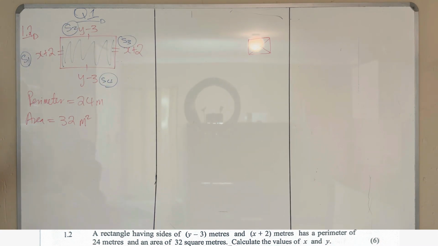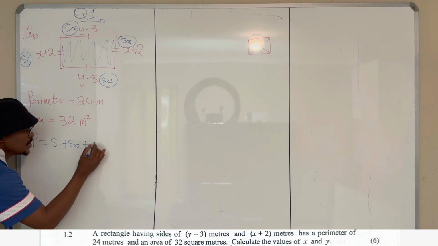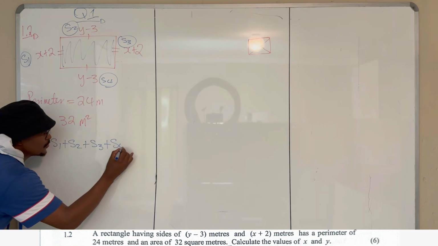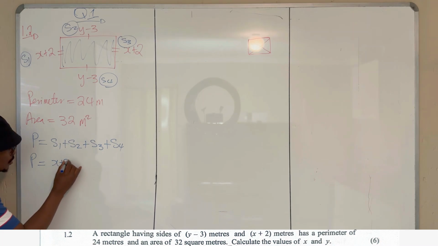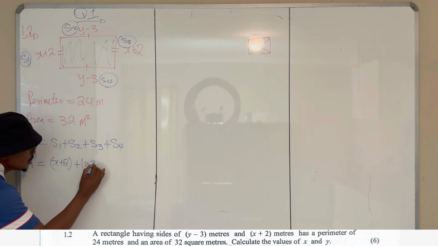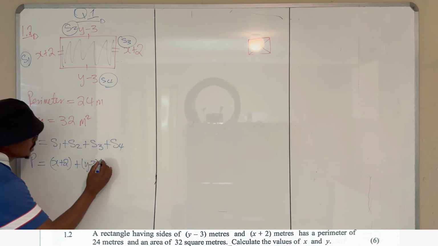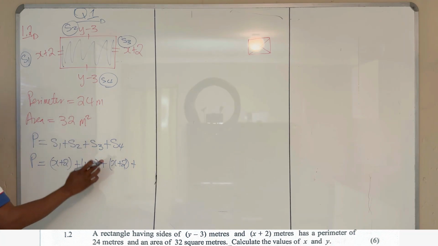So if you want the perimeter, let me use the red ink, or maybe let me stick with this one. The perimeter P will be S1, which is the length of S1, plus the length of S2, plus the length of S3, and the length of S4. So in that case, your perimeter is equal to S1, which is x plus 2, plus S2, which is y minus 3, plus S3, which is x plus 2 again, plus S4. What is S4?